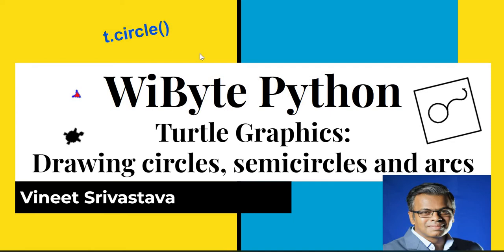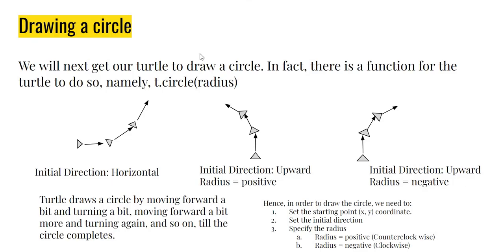What happens really is that the way we draw a circle with turtle is that we get turtle to move and turn at the same time. For example, we initially set the direction horizontal, make it move a little bit, turn a little bit, move a little bit, turn a little bit. So turtle draws a circle by moving forward a bit and turning a bit, moving forward a bit more and turning again and so on until the entire circle is created, right?